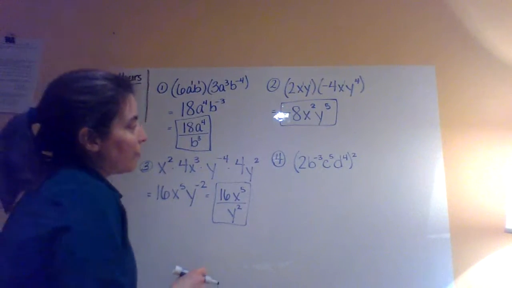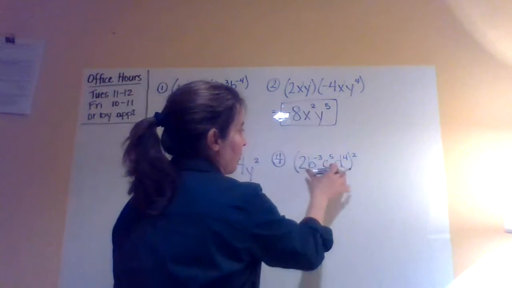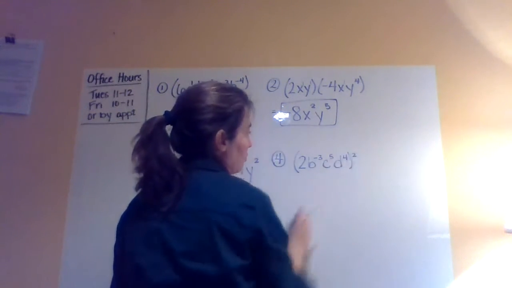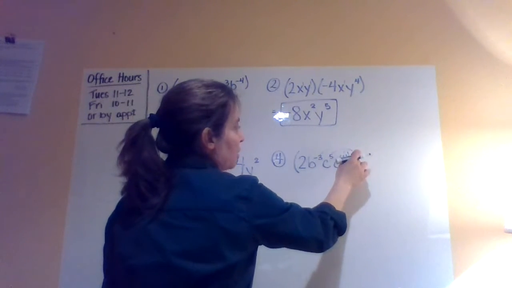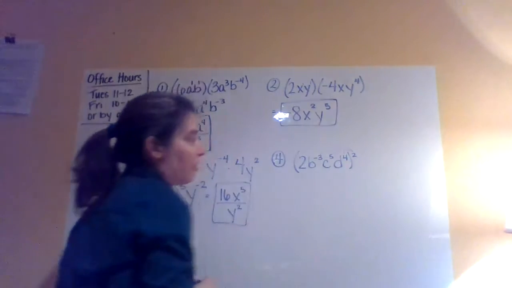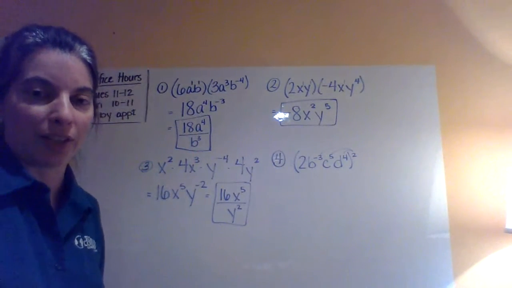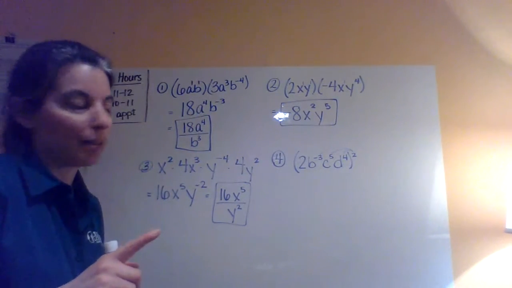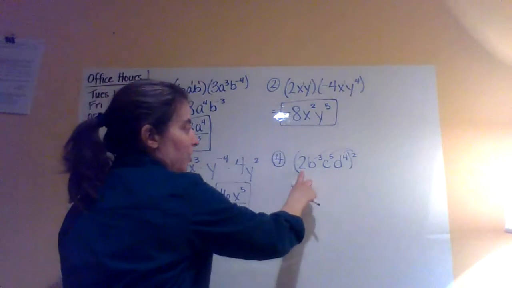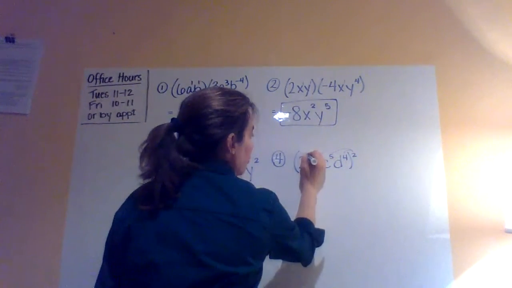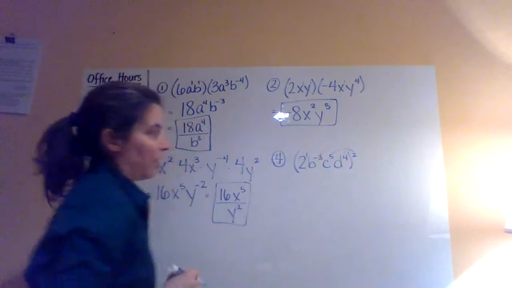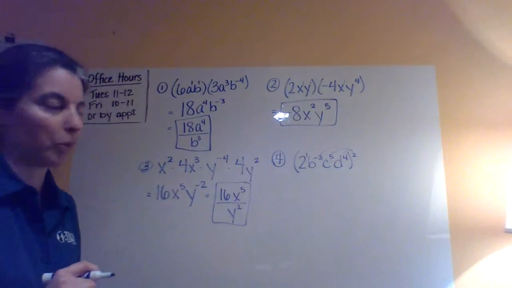All right, so here we have the power rule, right? We have this expression being raised to a power. So remember that this exponent gets multiplied by all the exponents inside the parentheses. Now there's one other thing it's going to get multiplied by. It is not going to get multiplied by this 2. 2 does not get multiplied by 2. 2 gets multiplied by the exponent on there. So just watch that.